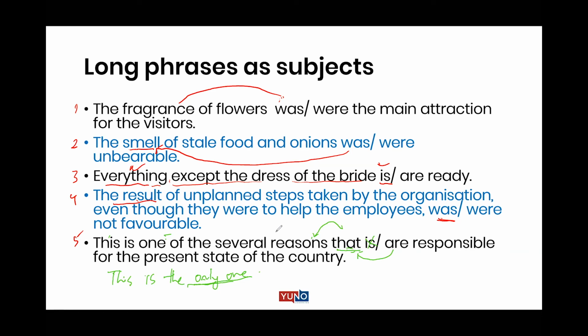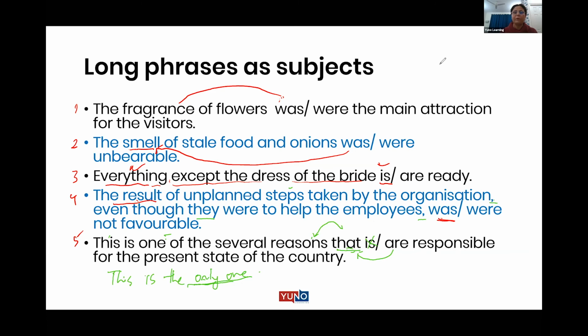That fourth one, actually, the result of unplanned steps taken by the organization. Even though they were to help the employees. Then there's a comma over here. Ramya, do you notice? There's a comma here. Even though they were, this they goes back to these steps. Even though they were to help the employees, the result was, okay? Result was. Okay. Yes, ma'am.